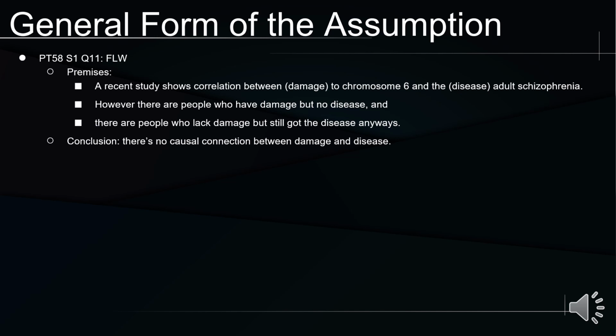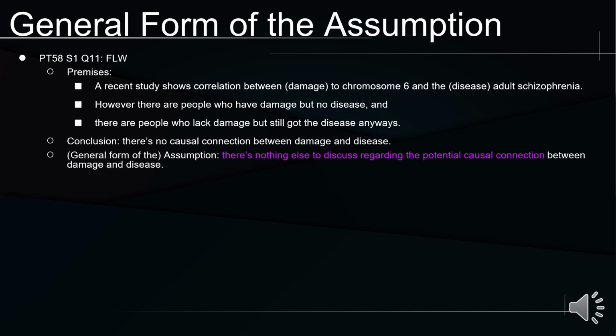And the conclusion is, there's no causal connection between damage and disease, and honestly, that's one of the first things that I would think of when it comes to this sort of collection of evidence slash premises. Yeah, maybe we have no idea what the relationship actually is. And therein kind of lies the key here. But before getting into it more deeply, let's just throw up the general form of the assumption that you should use here. The general form of the assumption in this case is that there's nothing else to discuss regarding the potential causal connection between damage and disease.